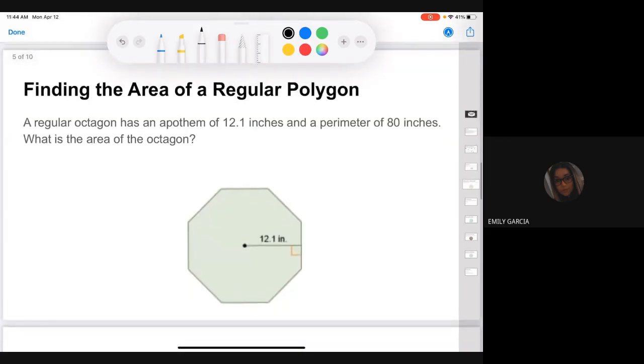So here's an example of a problem where we're going to use this equation. And this one says we have a regular octagon. So we have an octagon. Remember, an octagon has 8 sides.